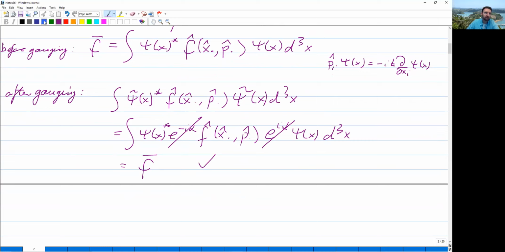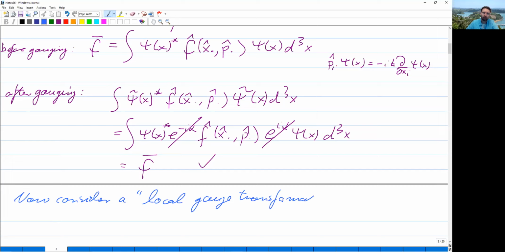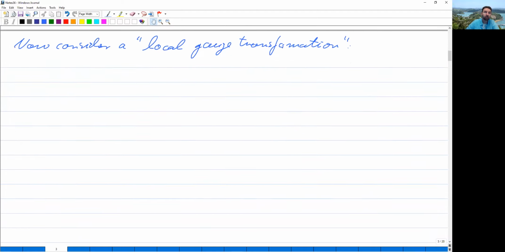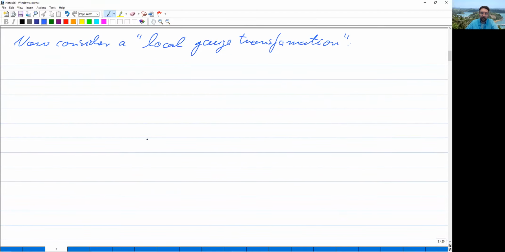Now, let us consider local gauging. Now consider a local gauge transformation. Well, in this case, things go wrong, at least initially. Namely, what we now have is that psi of x under the gauge transformation goes into psi tilde of x, which is e^{i alpha of x} times psi of x.